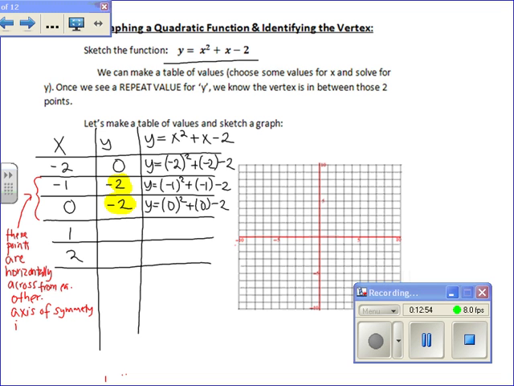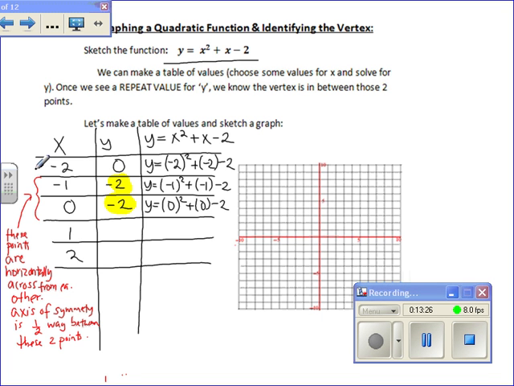So it will be halfway between these 2 points. So even without graphing it, from your table of values, if you see a repeat value for y, that tells you that those 2 points are going to be across from each other, and your axis of symmetry will run between them. That also means that your vertex is somewhere in there as well. Okay, let's keep going and finish up our table and graph this.